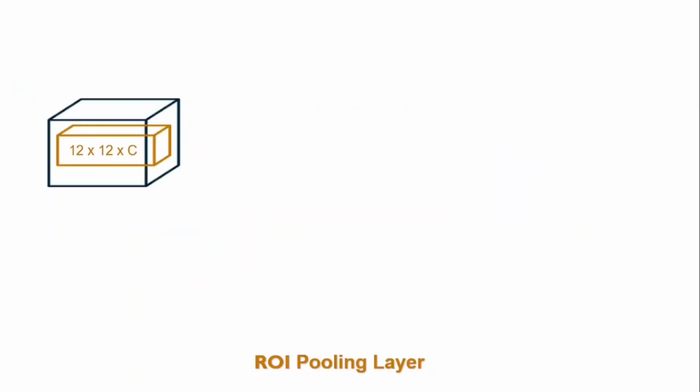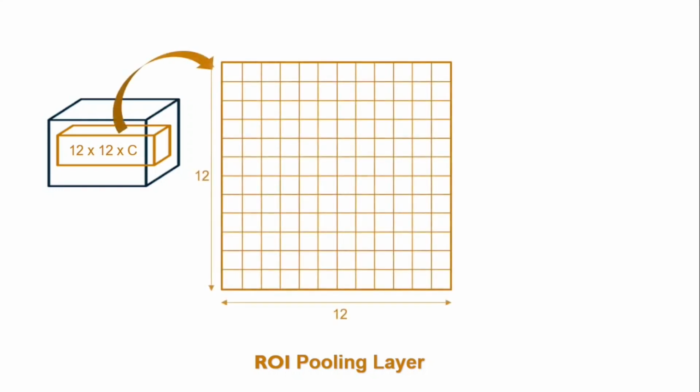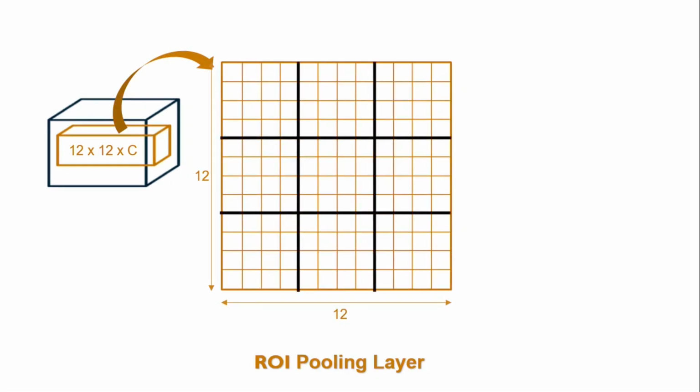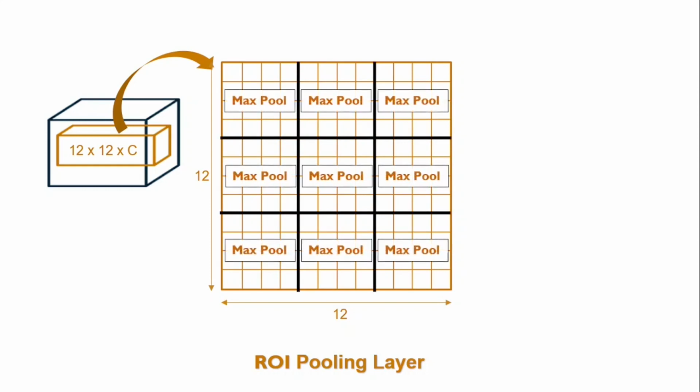Let us see now how this is done with the help of an example. Let us assume that we have a region proposal of size 12 cross 12 and there are C channels in the feature map. Now let's also assume that for every region proposal, we want to obtain features of fixed size 3 cross 3 cross C. ROI max pooling works by dividing the 12 cross 12 ROI window into a 3 cross 3 grid of sub-windows as shown here. It then applies max pooling in each sub-window, that is, it keeps only the maximum value in each sub-window to obtain the output feature of size 3 cross 3 cross C.